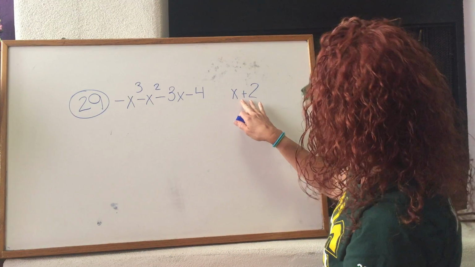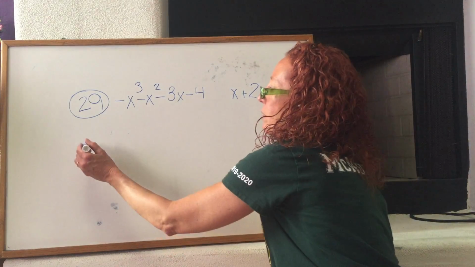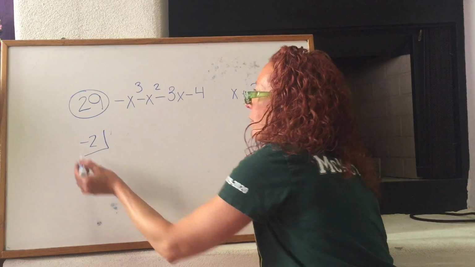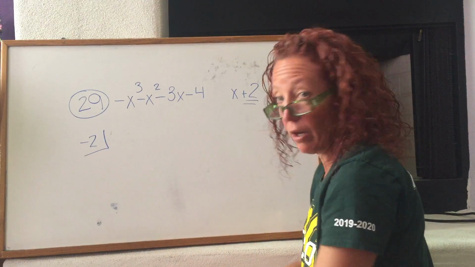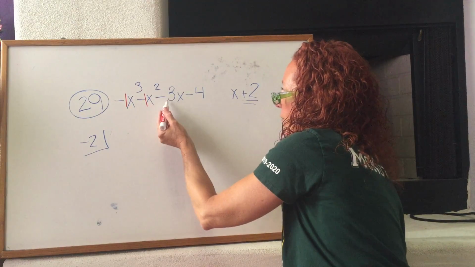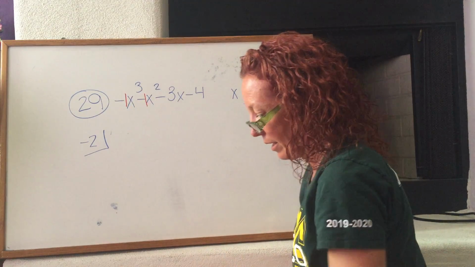All right, so we're going to take that positive 2, this one right here. We're going to put a negative 2. We're going to put it in a little box. We're going to take the coefficients from my polynomial. So we have a negative 1, a negative 1, a negative 3, and a negative 4.